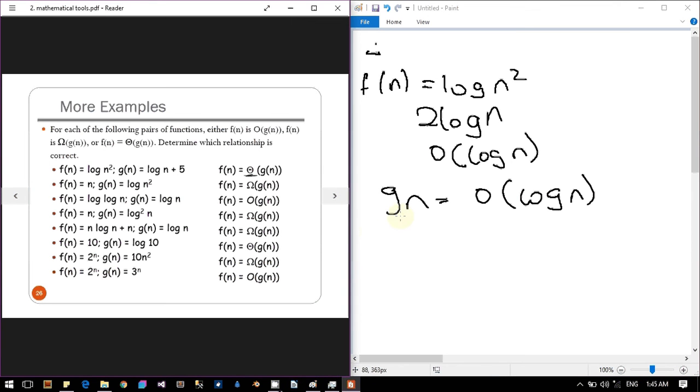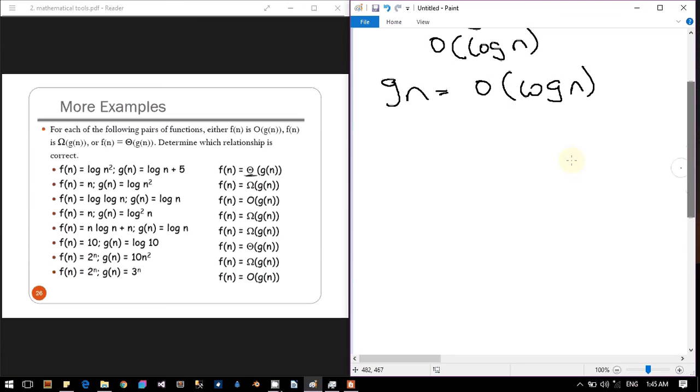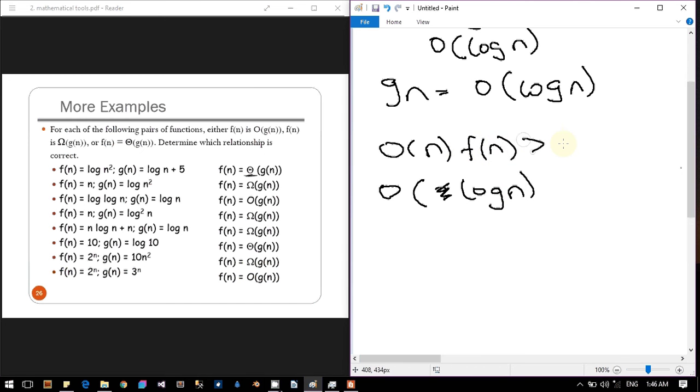Now in the second equation, f of n is of order n, g of n is of order log n. So this f of n is bigger than g of n, so g of n is going to be the lower bound. For instance, in this one, f of n is of order log n, g of n is of order log n. G of n is bigger than f of n, and that's why it's upper bound. Here f of n is of order n, g of n is of order log n. N is bigger than log n, so g of n is the lower bound.